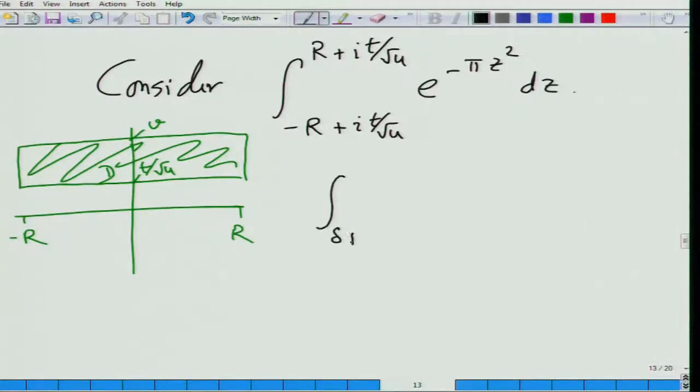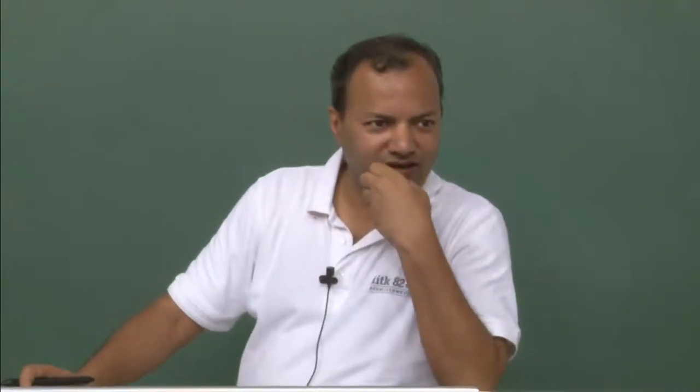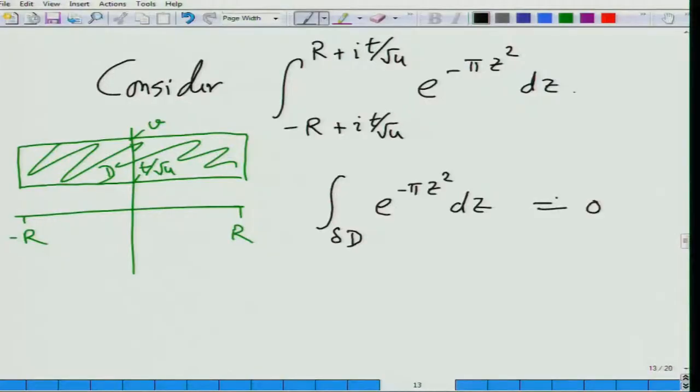So, what is the integral of e to the minus pi z square dz along the boundary of this domain D? This you should know. Zero, there is no pole. The integrand has no pole anywhere. So this is 0.